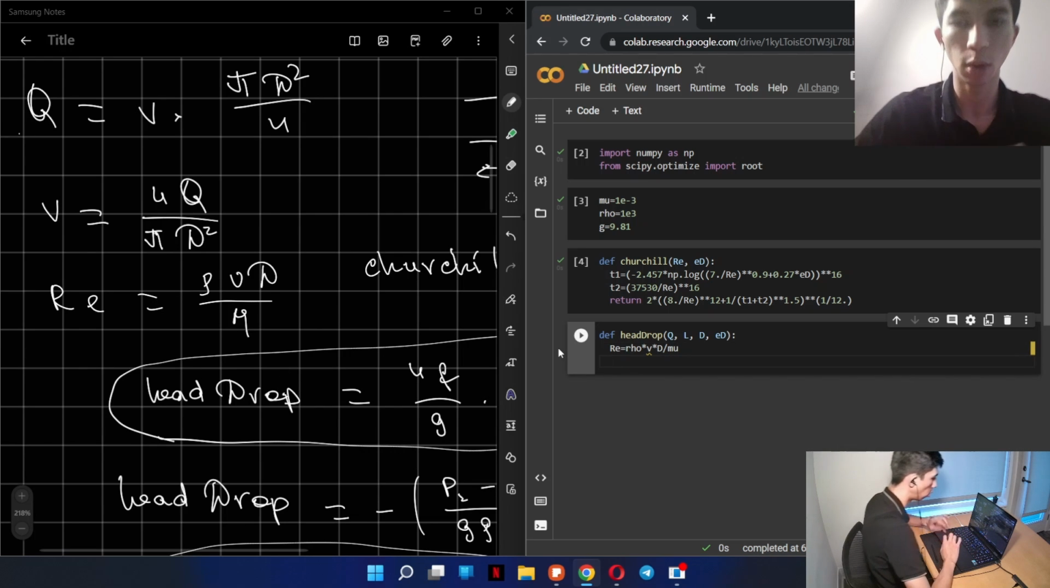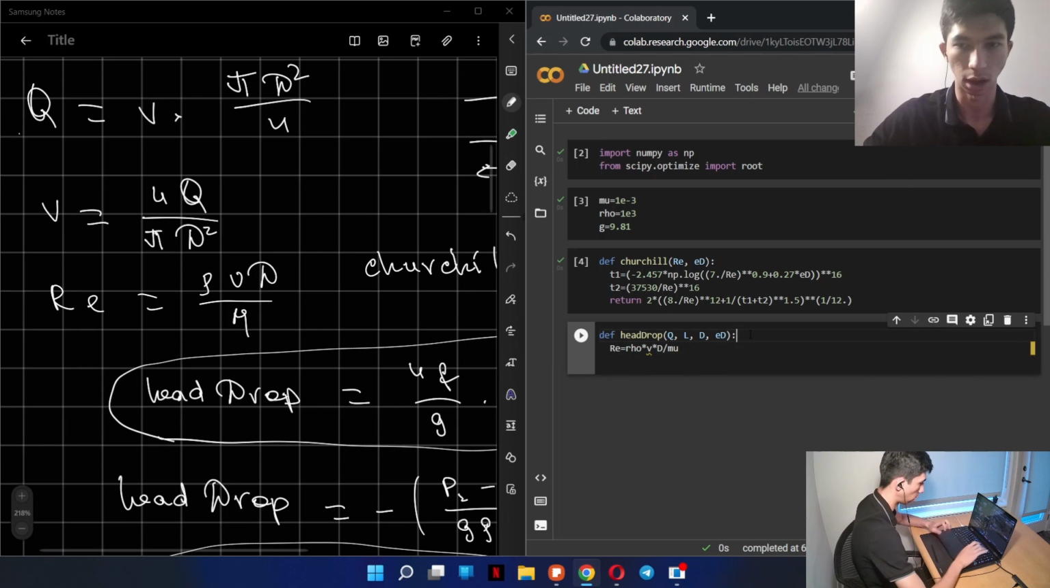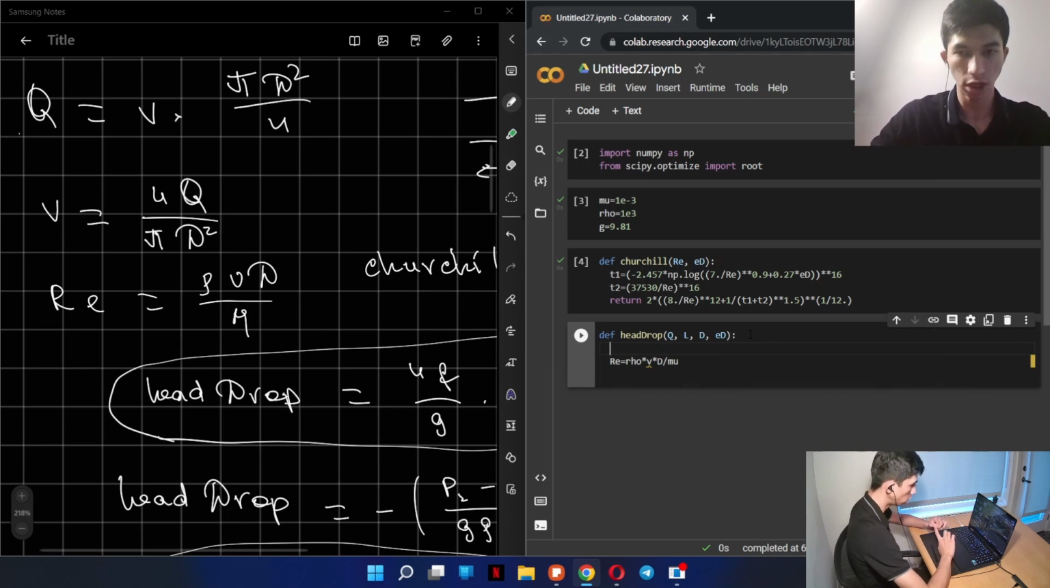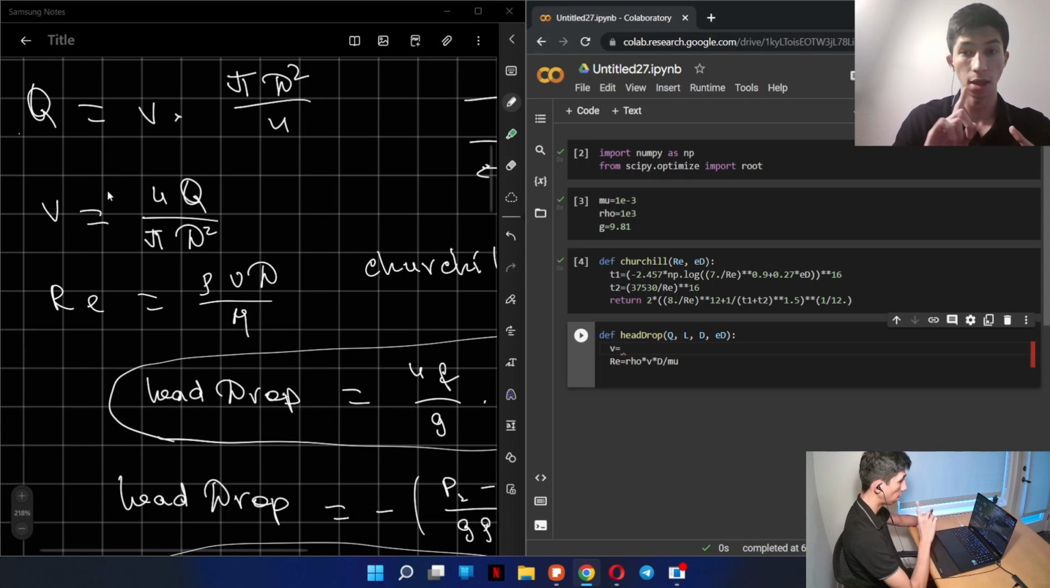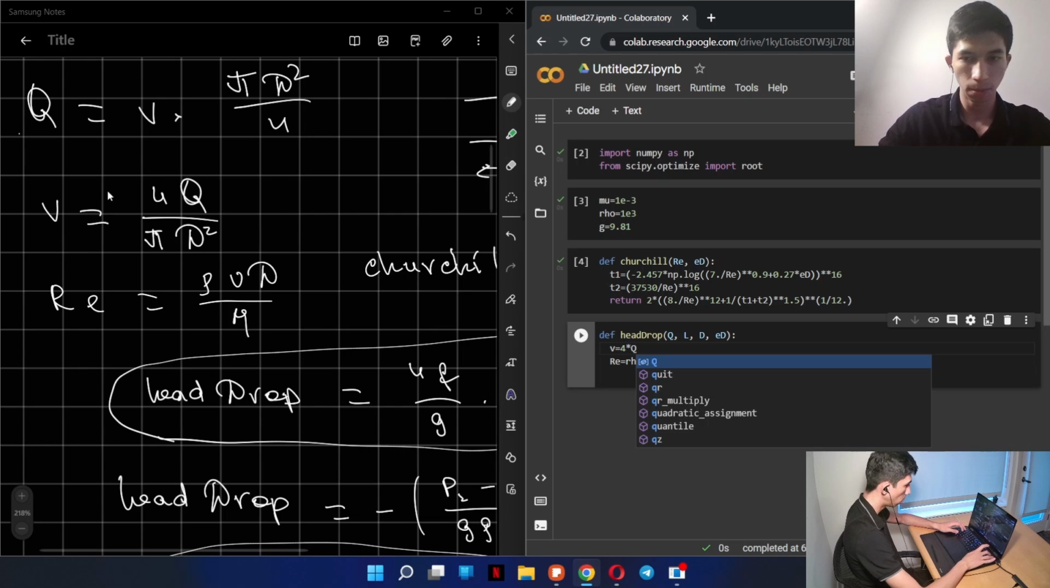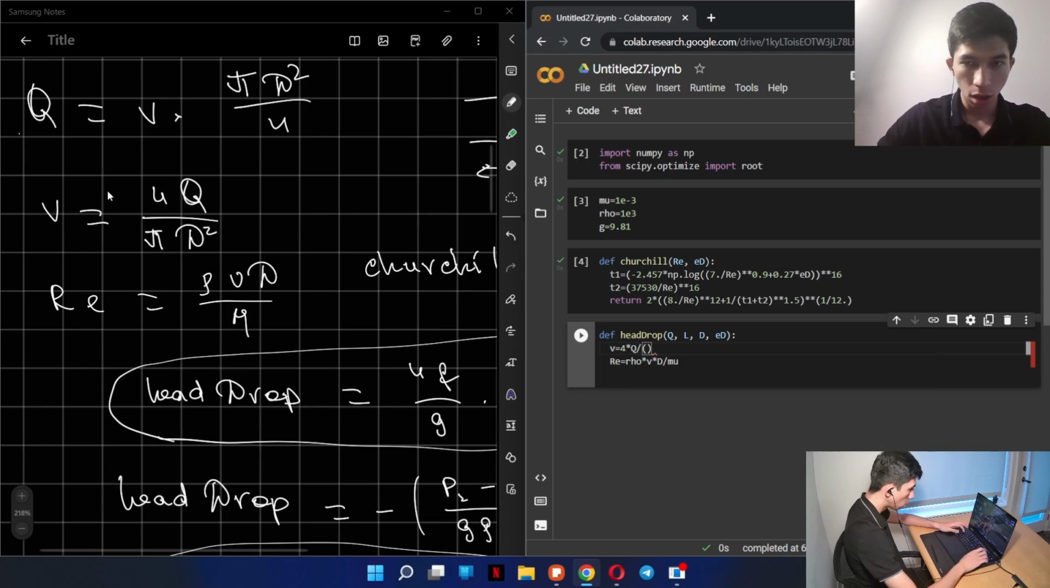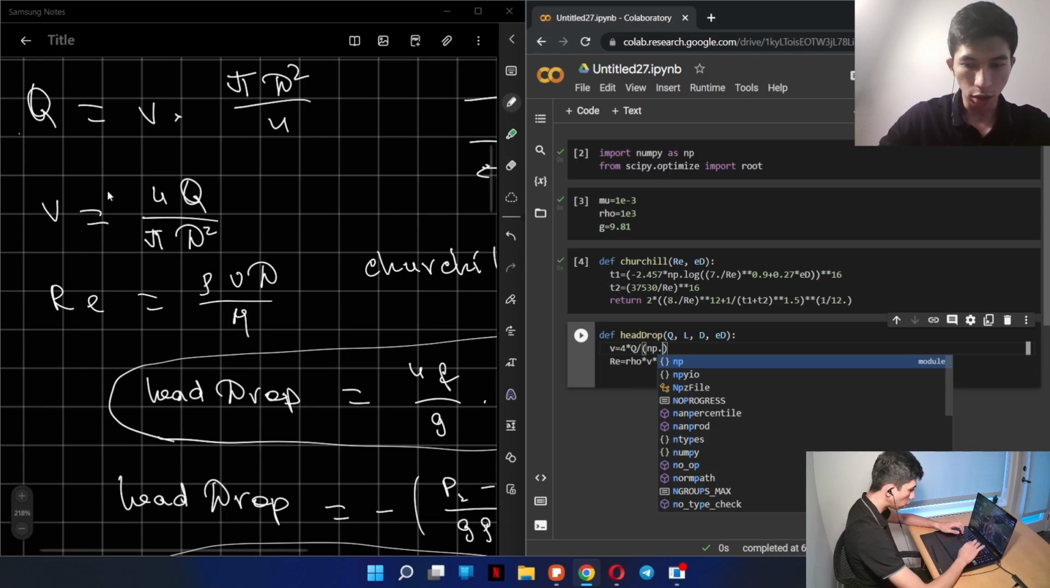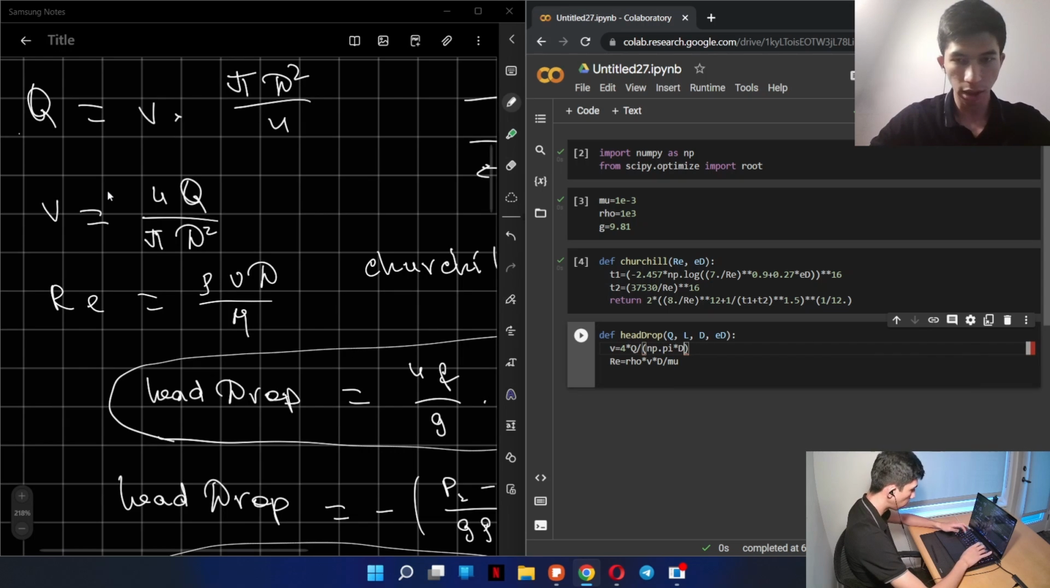And we don't have our velocity right here, right? So for the velocity, we're going to say that the velocity is equal to this equation from the given flow rate. So that's 4 times Q over np.pi multiplied by the diameter squared, right? So that's our velocity.